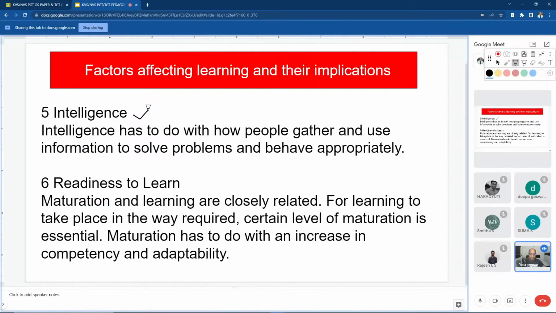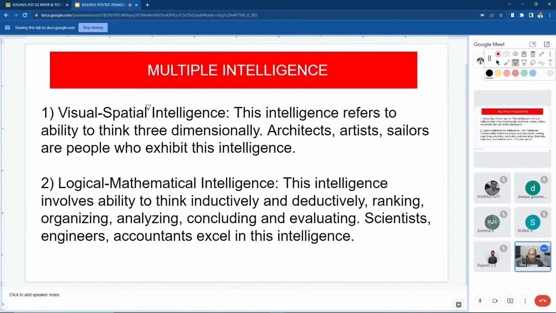Every student is unique and the students have different levels of intelligence. We can't make everybody understand things in an equal manner. Some students have spatial intelligence, some have verbal intelligence, some have visual. Different intelligences are there, so we can't make everybody understand the concept in an equal manner. Then readiness to learn.